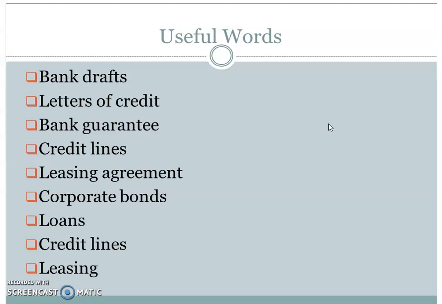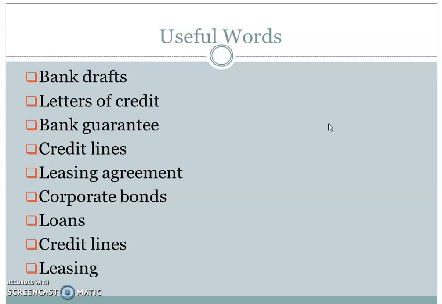Leasing agreements are generally arranged so that a company can lease or rent new equipment or buildings without having to buy them. Corporate bonds are issued when a company needs to raise money. They sell them to investors and pay the investors back when the bond reaches the maturity date.